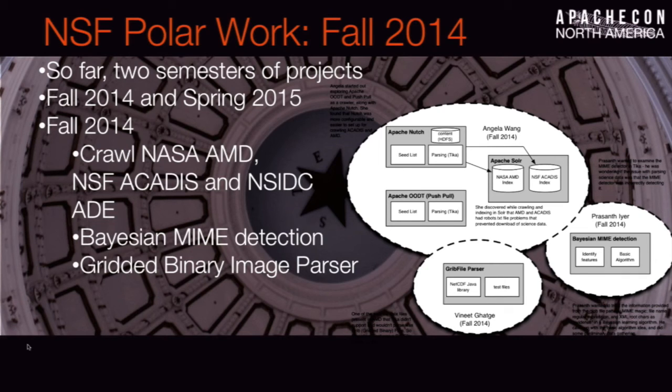Another was to build the algorithm, not the code, to probabilistically combine the different sources of MIME detection information into a more accurate MIME detector. So my student worked on the algorithm for that. And then we also built something for gridded binary parsing, or GRIB parsing, GRIB files, which are used in the scientific domain and in other places. We built a parser for that in Tika, which was code.